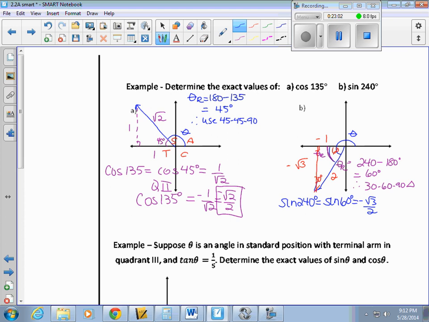So if I check this using my CAST rule, I've got CAST, only tangent can be positive in that quadrant, so sine needs to be negative, and that's the way it worked out. So if you forget to change these signs when you've put those in their proper spots, if you just put them with all positive ratios, then you just use that CAST rule to check and see if you're correct.